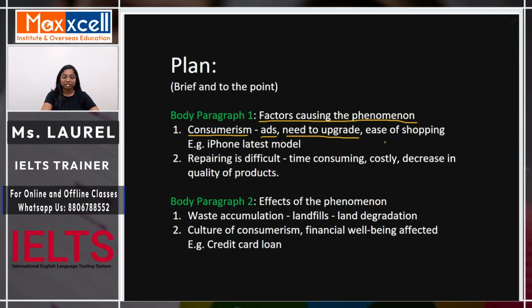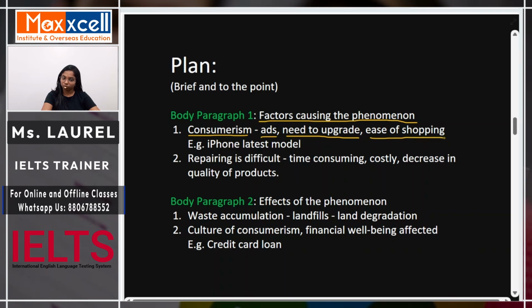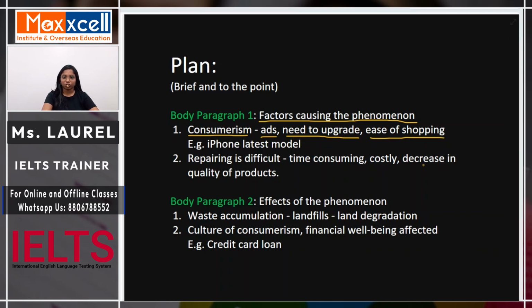Then the other thing is the ease of shopping also. Nowadays it's very easy. If you want to buy something, you just have to click on a certain app and you get your things delivered right at home. So this is the ease of shopping part. So I feel that there are two reasons here that we feel the need to not get things repaired, rather just buy them.